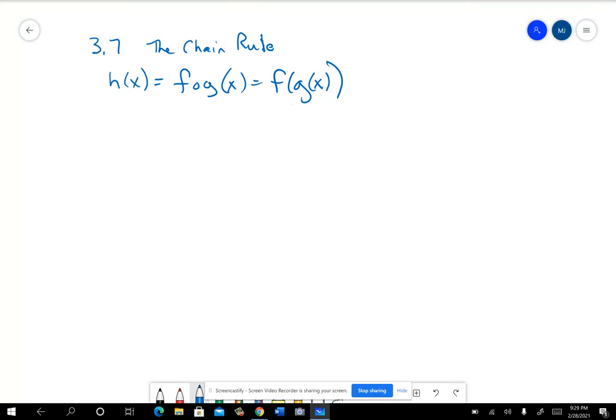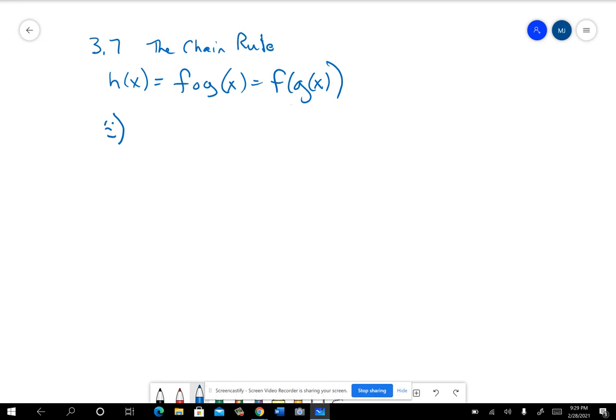All right, now I'm going to do a video on the chain rule. The chain rule is what you need when you have something that is the composition of two functions. Let me give you an example that's pretty straightforward. This is number 5 from the homework.